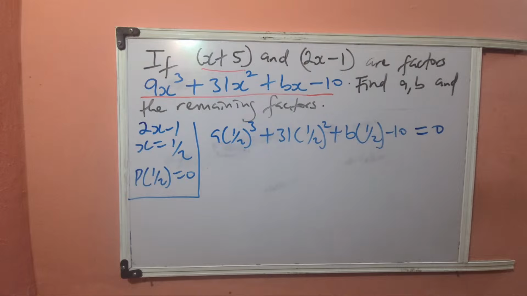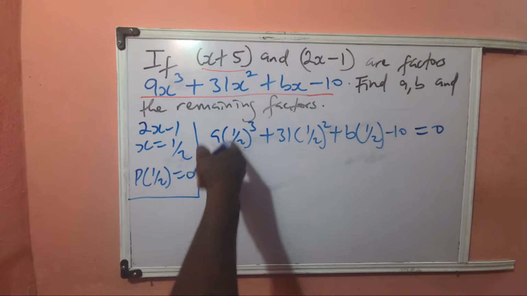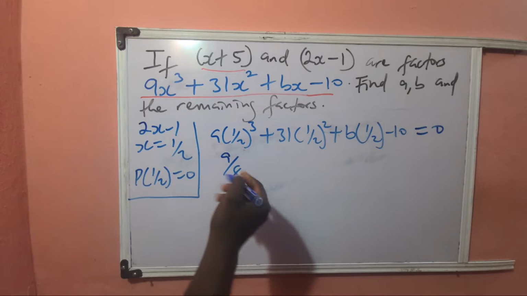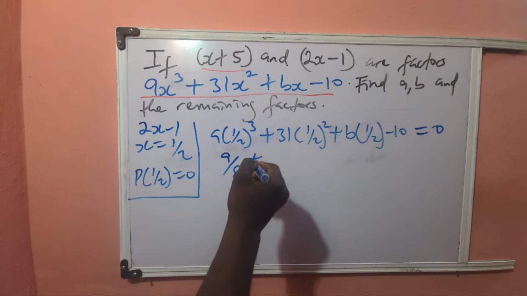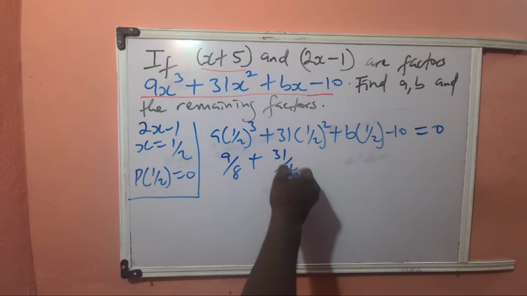Looking at what we have here, if I go on to solve this, of course, 1 over 3 raised to power 3 will be 1 over 8. So this obviously will turn to a over 8. You can understand with me, 1 over 3 raised to power 3 is 1 over 8. That's 1 over 8 times a. Then plus 1 over 2 squared, that will be 1 over 4. This will be 31 over 4.